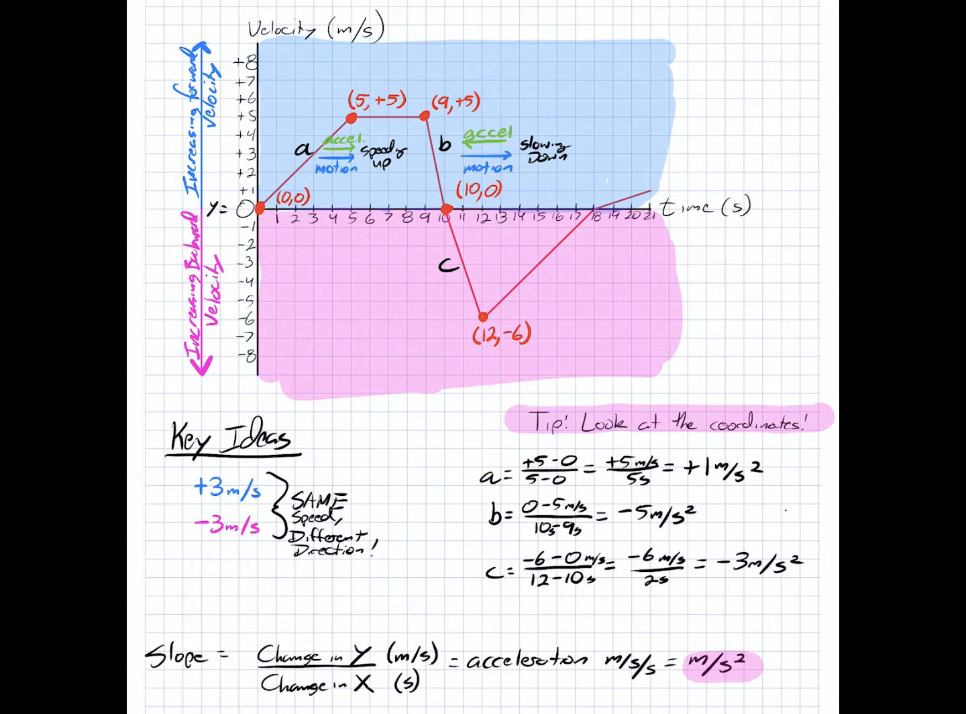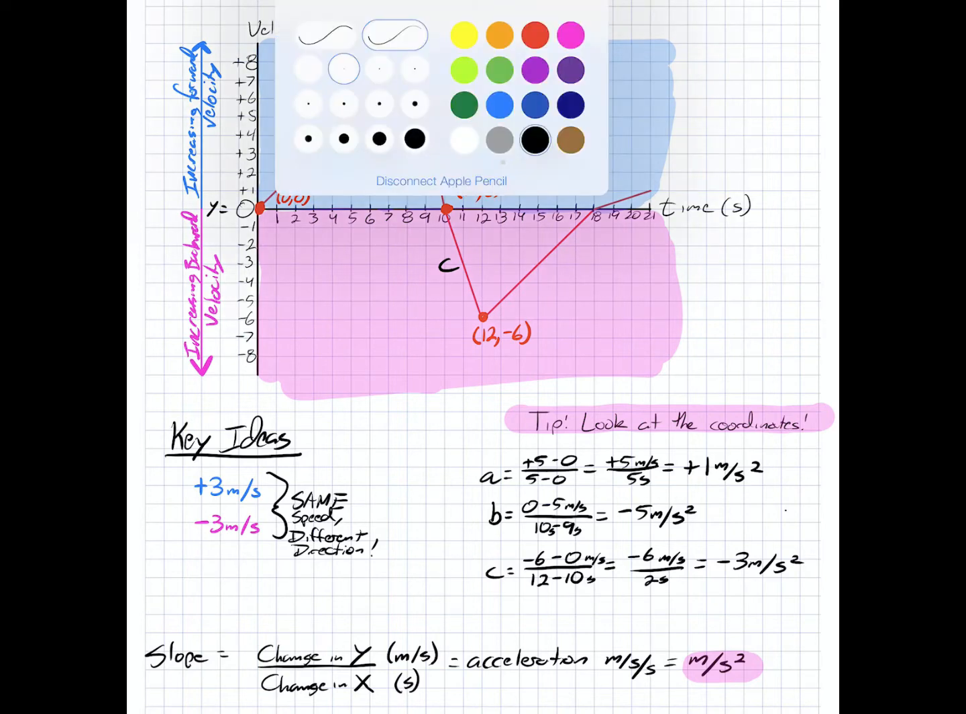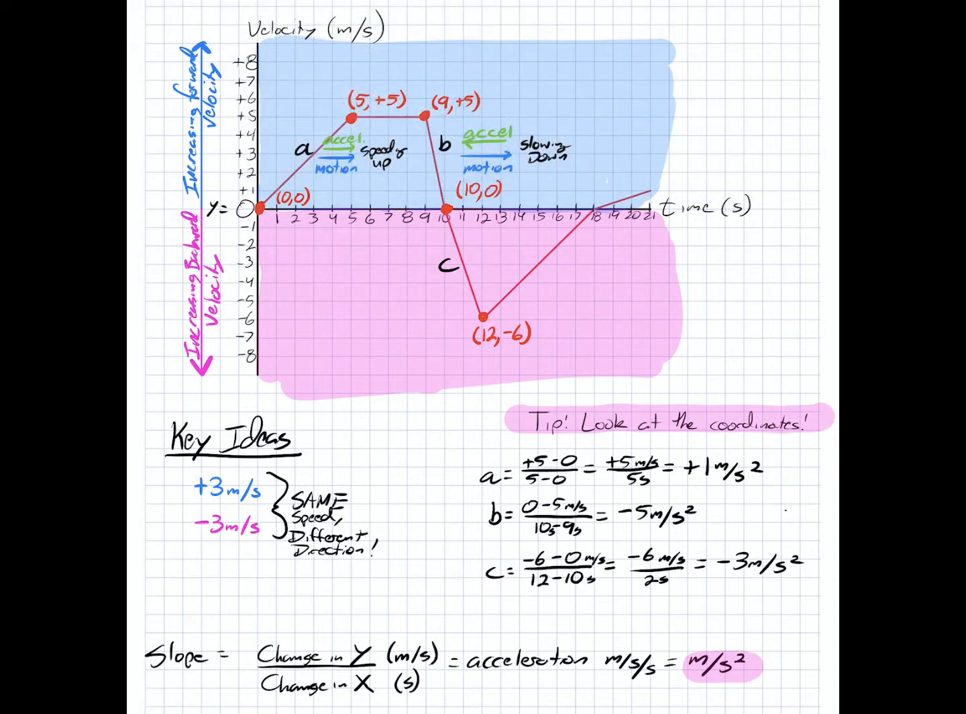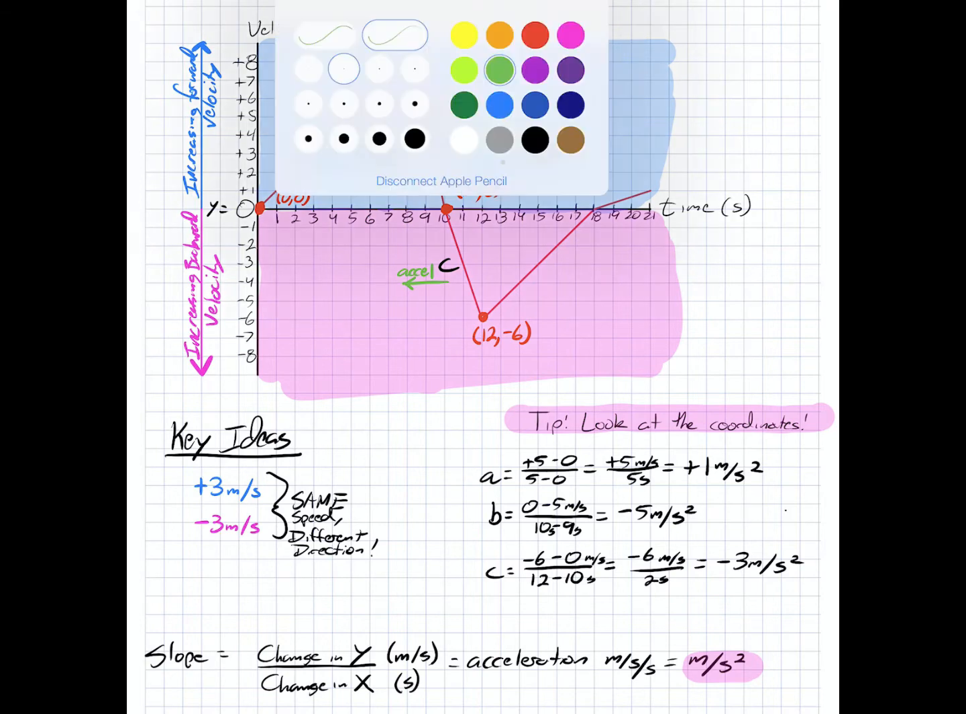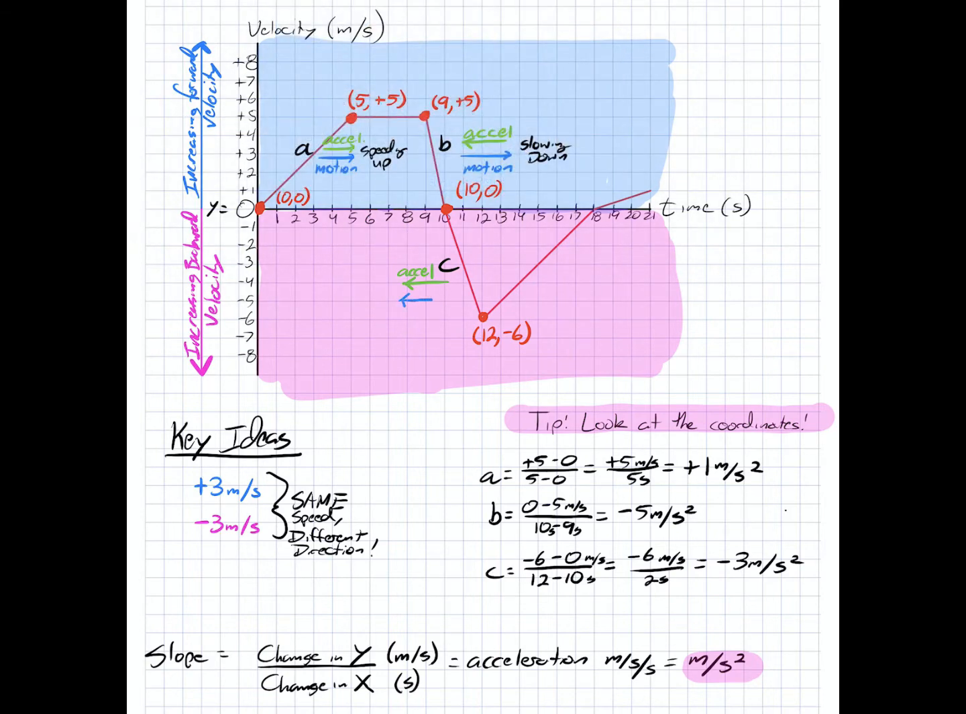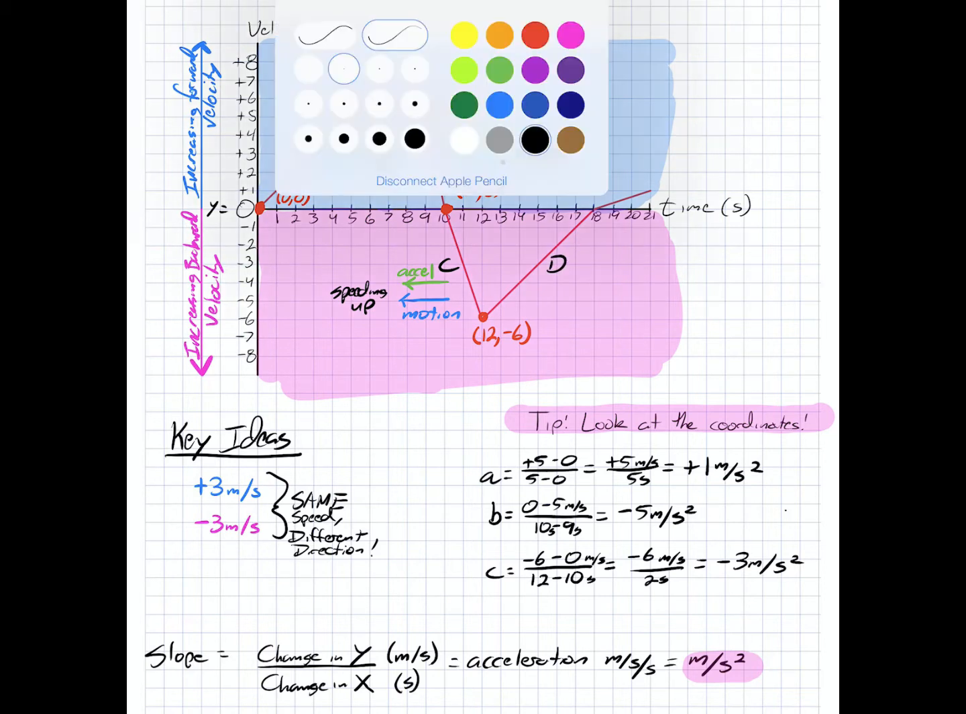So we have negative acceleration, and we also have negative velocity. So in this particular case, velocity and acceleration are both in the backwards direction. And if they're both going in the same direction, that means you are speeding up. Okay?